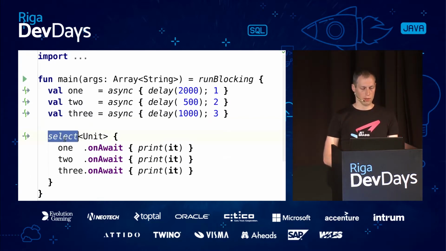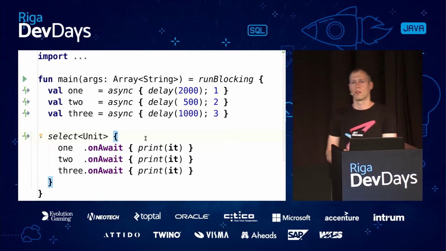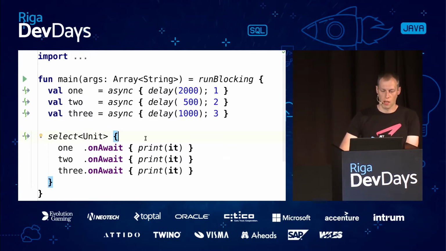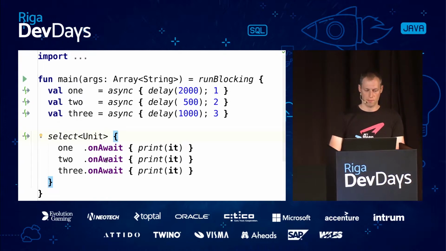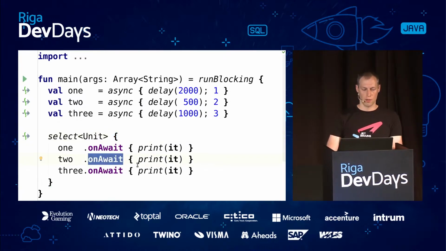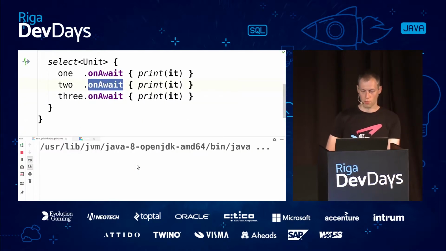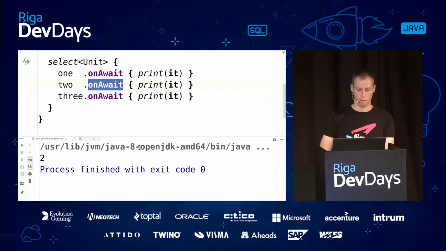For this we can use the select clause. This is again not something that is built into the language. It's rather a library function. It builds a sort of DSL for coroutines manipulation. So we can, for example, await the result of a coroutine, and select will select the first available clause inside this block. In our case, the second coroutine will finish first, and the select block will select it and will print 2 as expected.